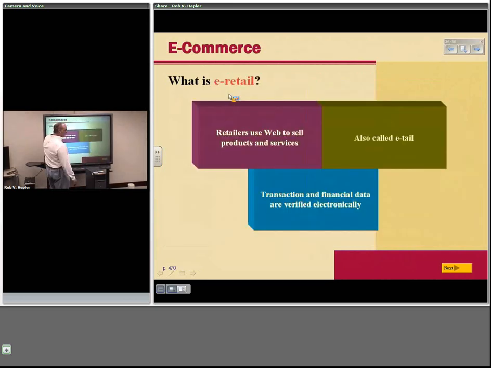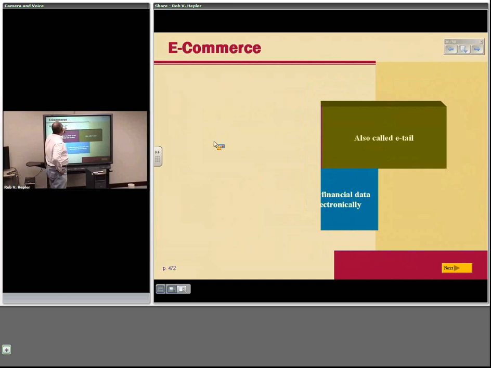You should know what e-retail is. Electronic retail, that's what the E is used for. The retailers sell their products on the web. I've never heard it called e-tail. And the idea, of course, is everything's done electronically, including the transfer of money and the verification that you have money. That's e-commerce. It's all done electronically.